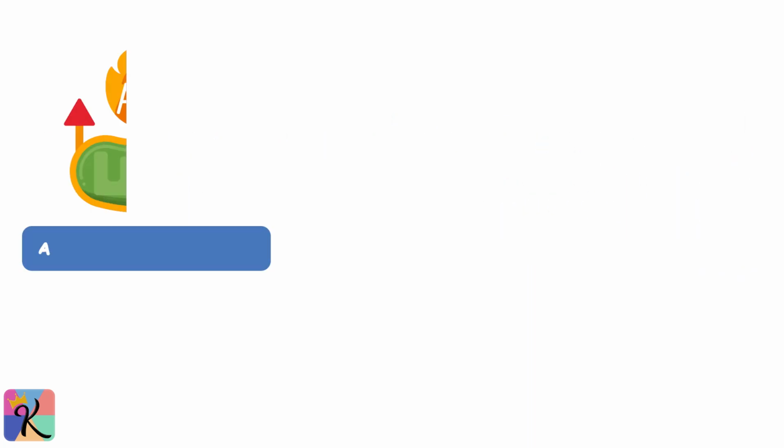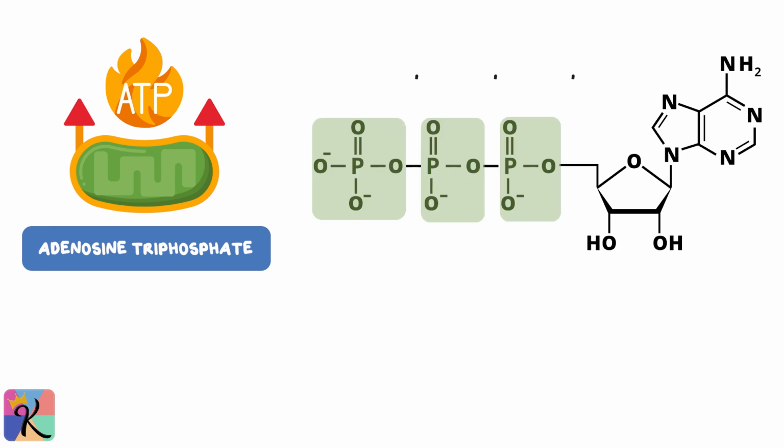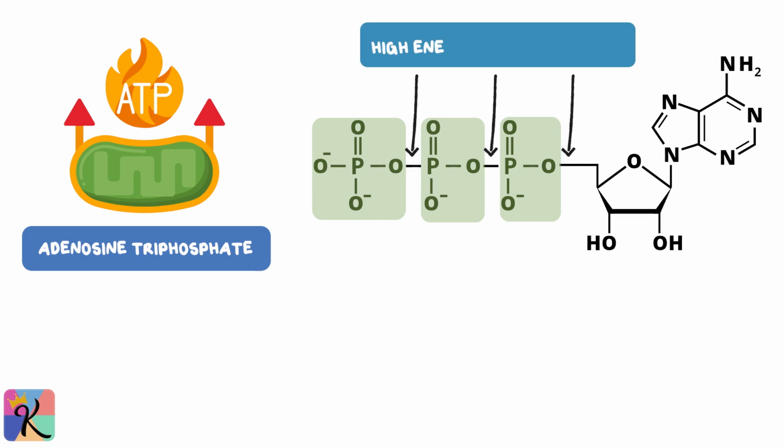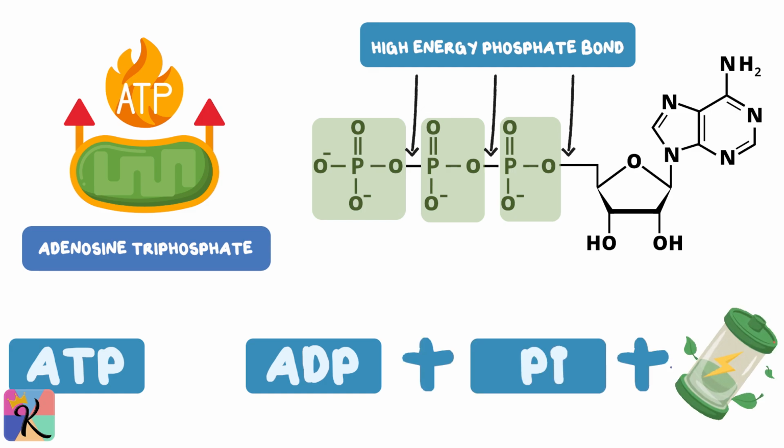Now, let's shift to adenosine triphosphate, or ATP, the energy currency of the cell. ATP contains 3 phosphate groups, and the bonds between these phosphates, known as high-energy phosphate bonds, store a significant amount of energy. When ATP is hydrolyzed to adenosine diphosphate, or ADP, and inorganic phosphate, Pi, a large amount of energy is released, which is then used to power various cellular processes.